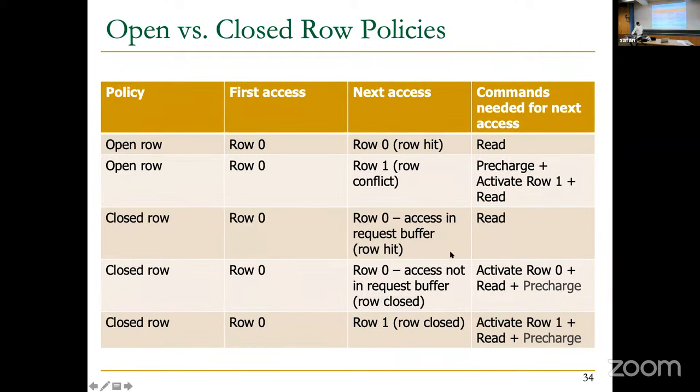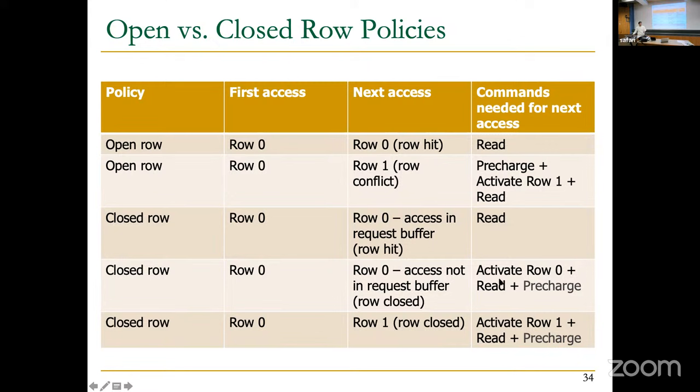And for the closed row policy, if you access row zero, and the next access turned out to access row zero also, well, this is in the request buffer here, right? So this is the difference. If there's a request in the request buffer that accesses the same row, you don't want to apply a closed policy in a dumb way, right? You know that there's a row hit, so why do you close the row after accessing it? So in that case, you will still only pay for the read latency. That's easy. And in case you don't know what the next request is, and you closed it, that's line four here, and it turned out the next request accesses the same row, you have to pay for the activate latency and then read latency.